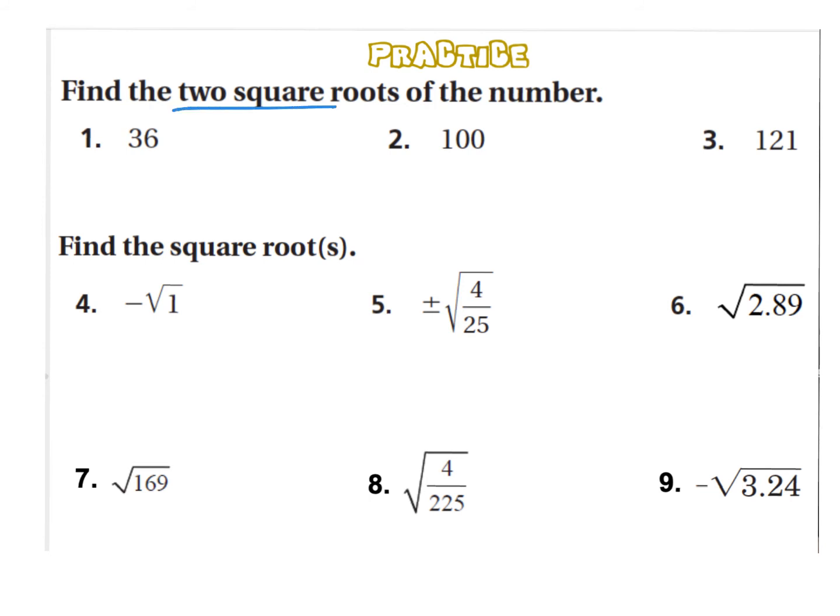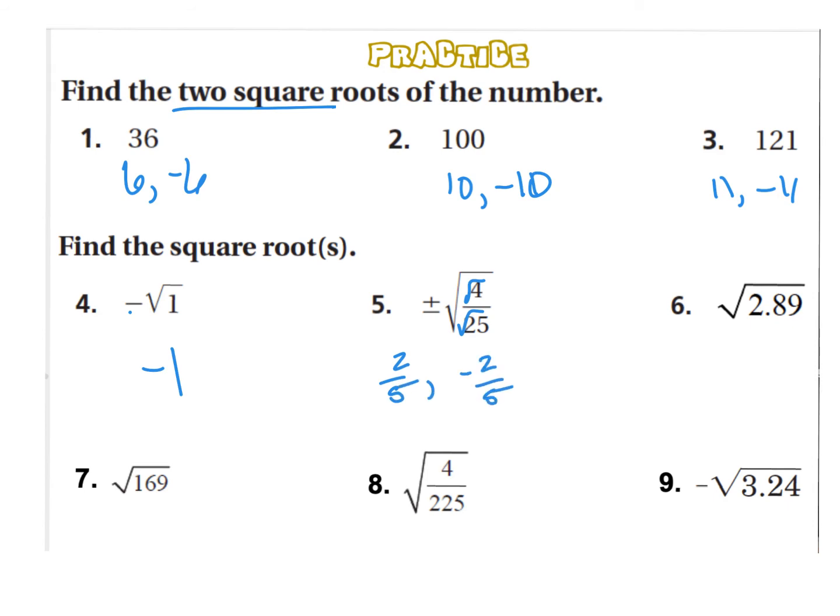Find the 2 square roots. So we have 6 and -6, 10 and -10. Whoops, I was already looking ahead. 11 and -11. Number 4, the negative square root of 1 would be -1. 4/25 is both perfect squares, so it would be positive 2/5 and negative 2/5.